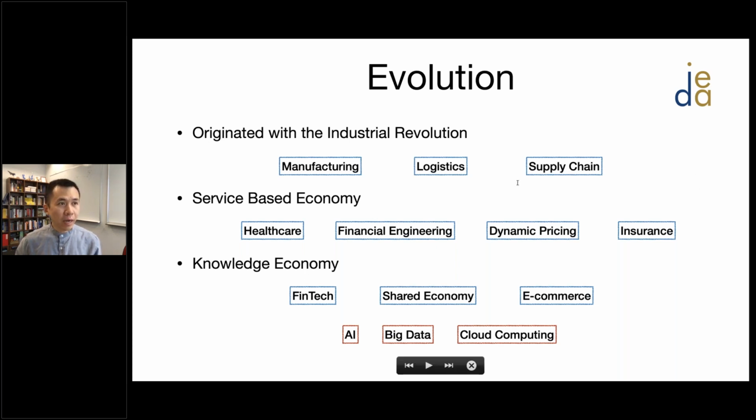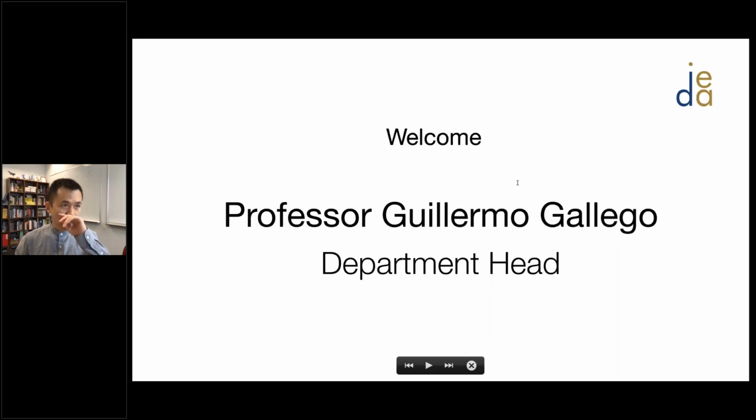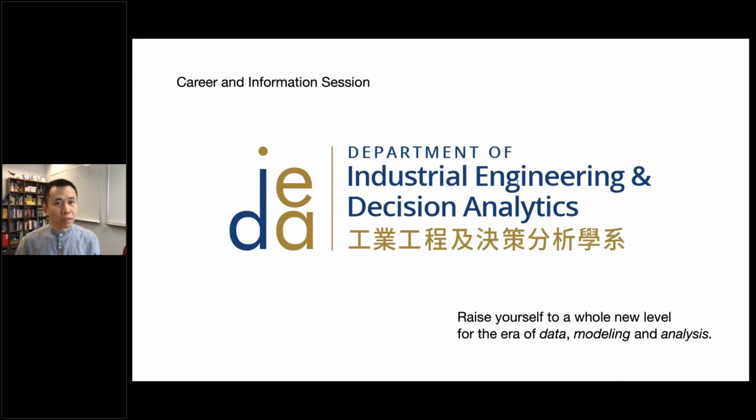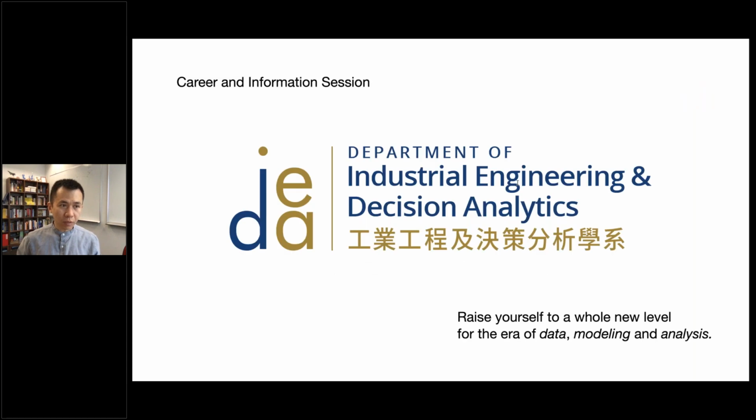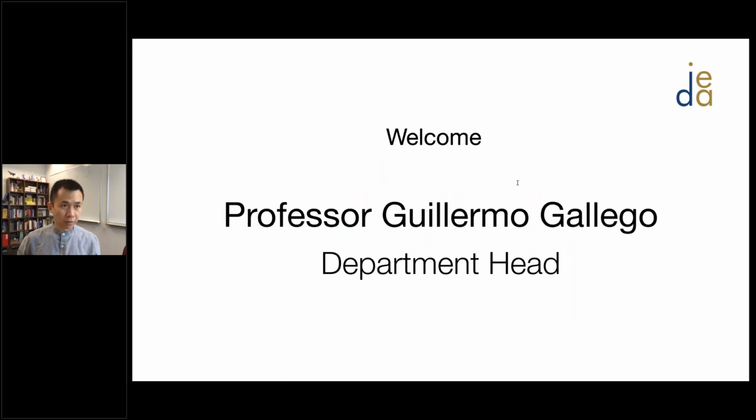But as a quick recap, our department is called Industrial Engineering and Decision Analytics. We are a major that will help you raise to a whole new level in the area of data modeling and analysis. Our department has Guillermo Gallego. I think he already gave an introduction in the video. You can check it out.